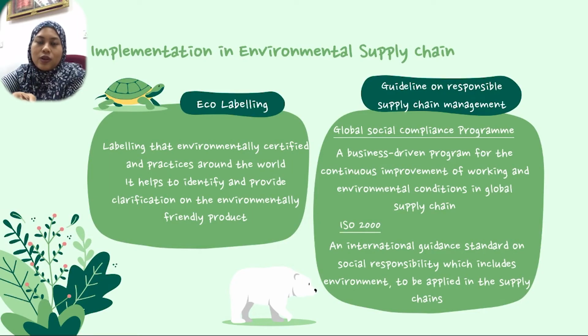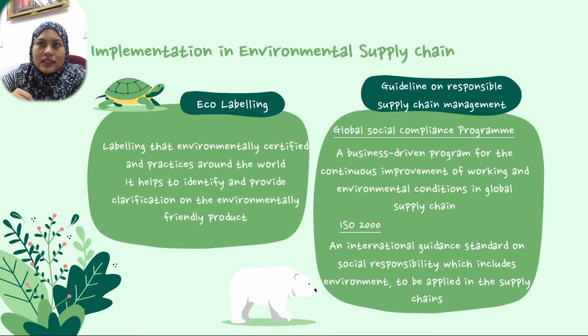So next we're going to cover implementation in environmental supply chain. The first one is eco-labeling. Eco-labeling is a labeling that is environmentally certified and also practiced around the world, and it helps to identify and also provide clarification on environmentally friendly products.